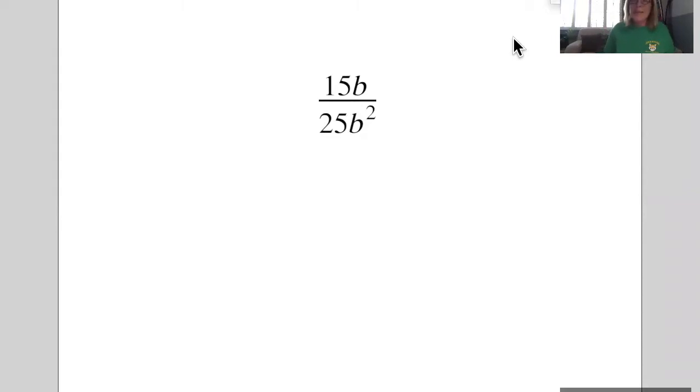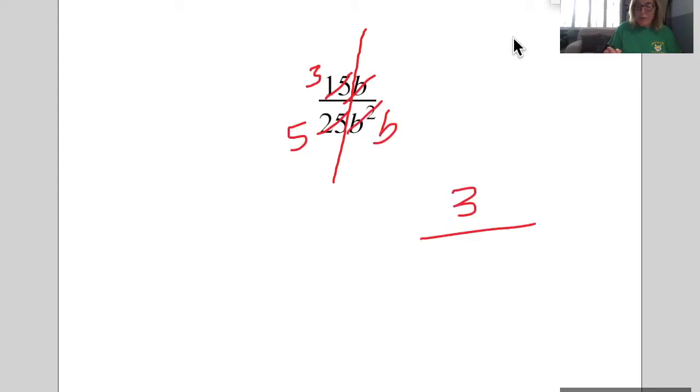So this is a case where we have monomials as the numerator and denominator. So we can just sort of separate the coefficients from the variable. And so we can simplify the coefficients and simplify the variable. And so the coefficients have a common factor of 5, and the variables have a common factor of b. And so we are left with 3 in the numerator and 5b in the denominator.